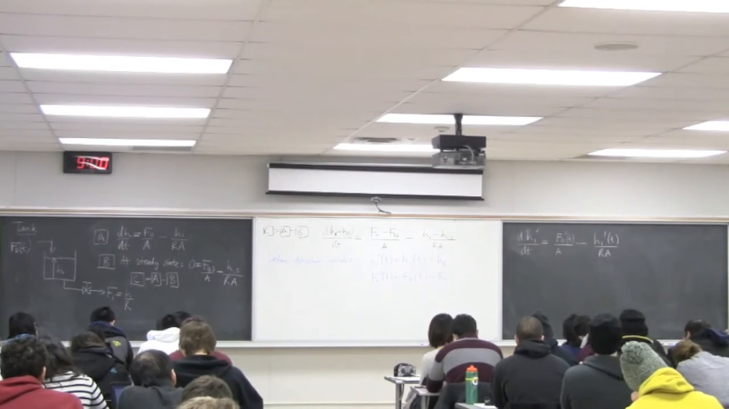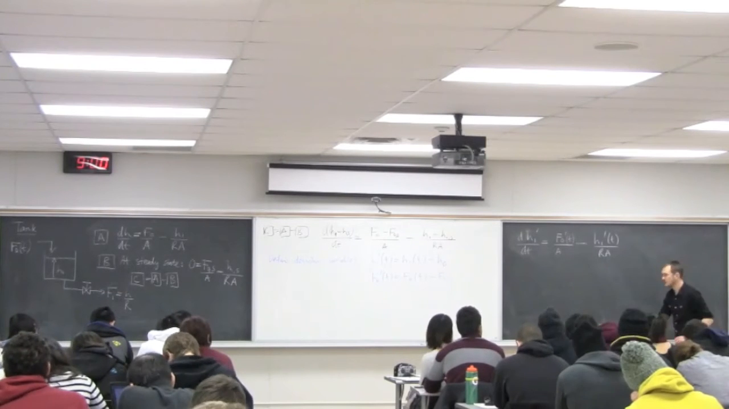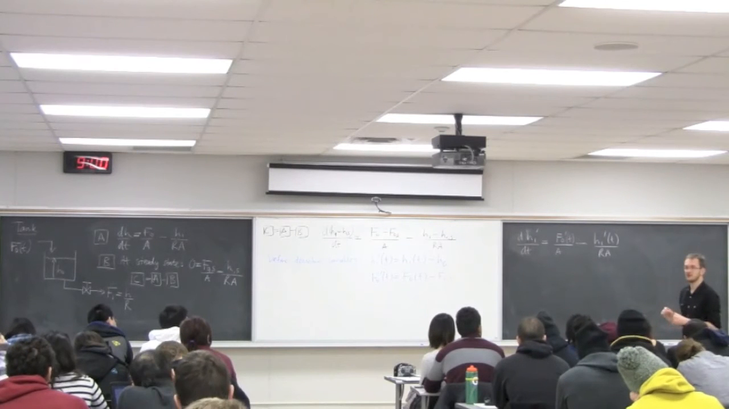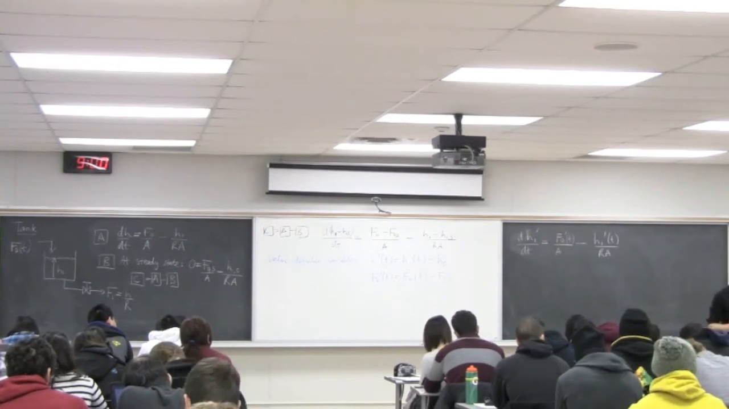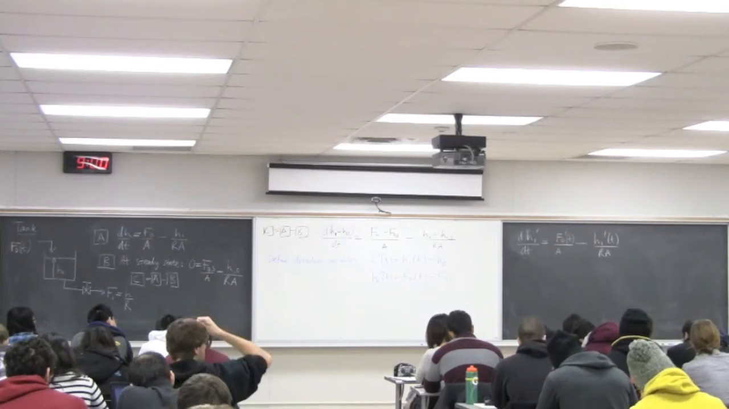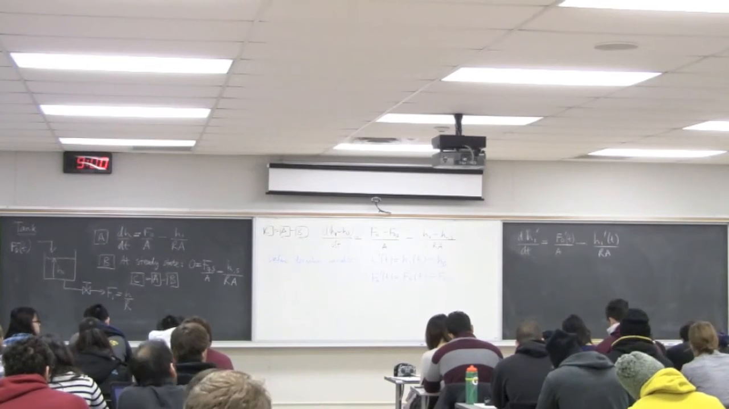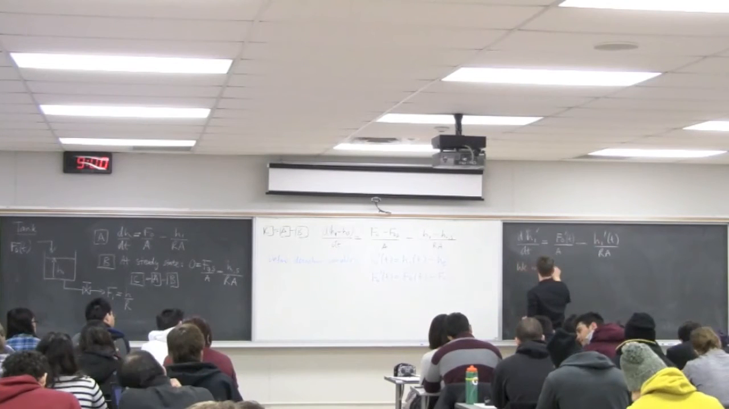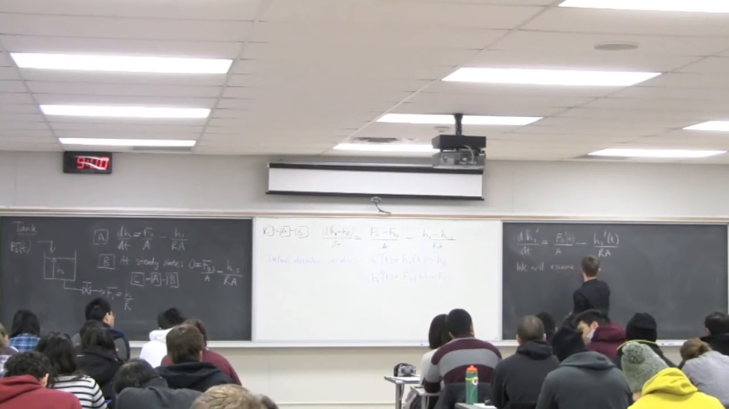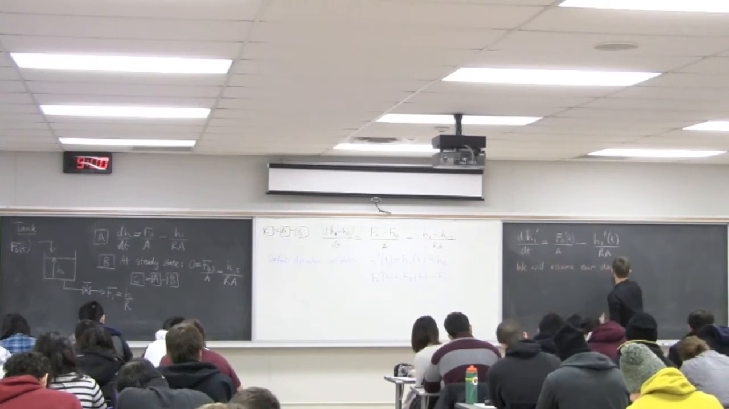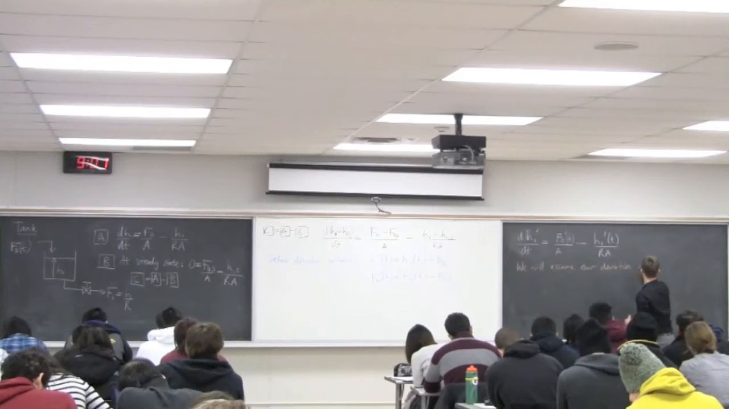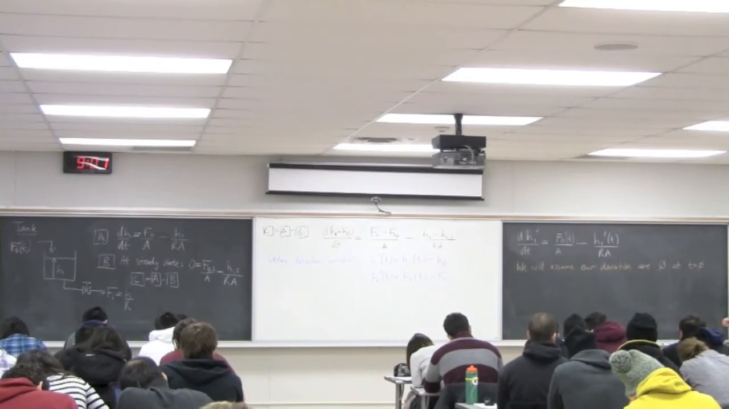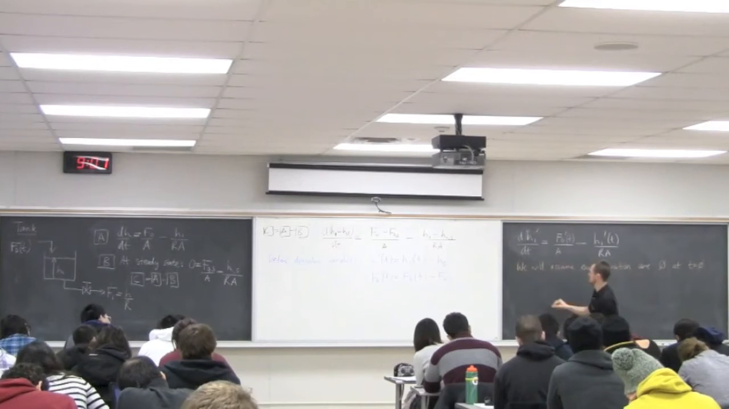Now let me make an important point that we're going to use from this point onwards in the course about our deviation variables. We're going to assume our deviation variables are zero at time zero. In other words, we're saying our system is initially at steady state. So we will assume our deviation variables are zero at time zero, i.e. our system is initially at steady state.